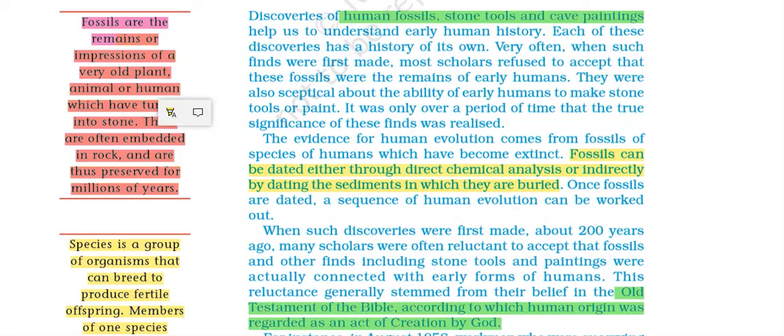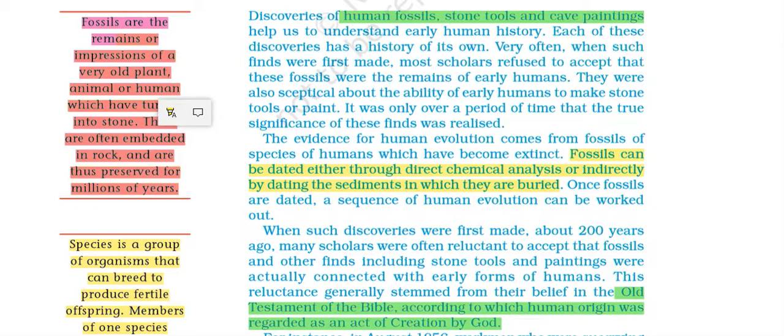In India, very interesting to know, there is one site of cave painting. It's in Bhimbetka. Bhimbetka in Madhya Pradesh has one of the earliest cave paintings of early humans in the subcontinent, right? So these are the only three sources through which we get to know about the early humans.